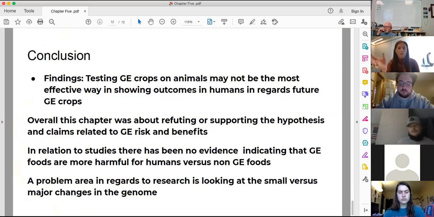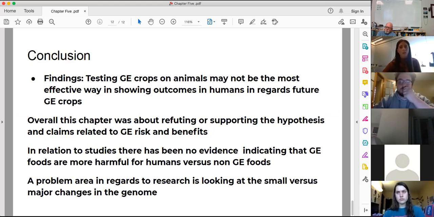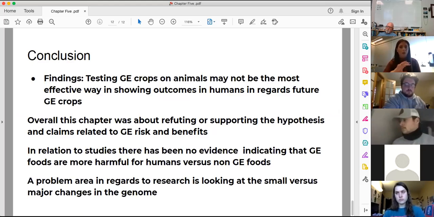While this is looking at the food and the effects it has on animals and humans, they're looking at the chemical composition of GE foods in relation to the consumption of it. There's no real difference in saying that there's a higher risk with eating GE foods versus non-GE foods.